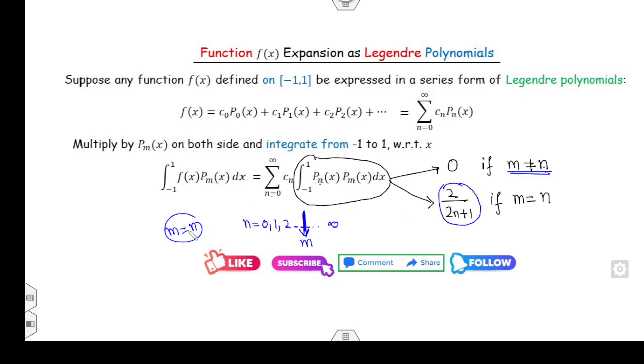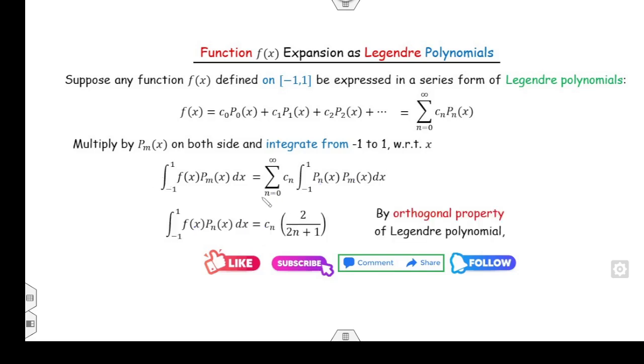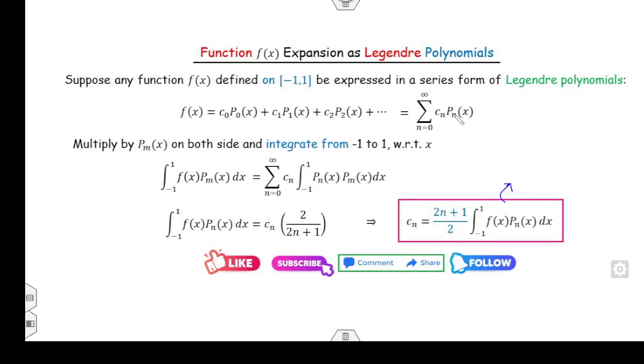2n plus 1. So I can substitute m equal to n in this complete equation. So this is P_n. This value becomes c_n times 2 over 2n plus 1 by using the orthogonal property. Now can you find the value of c_n? And that formula is called the Fourier Legendre formula.